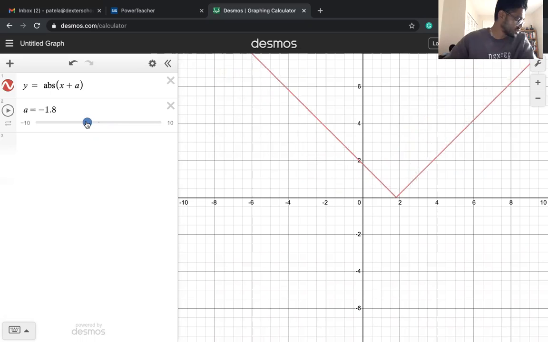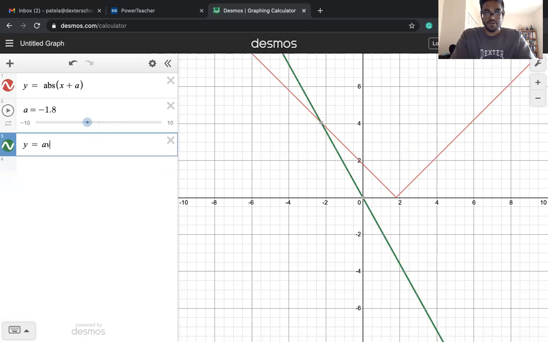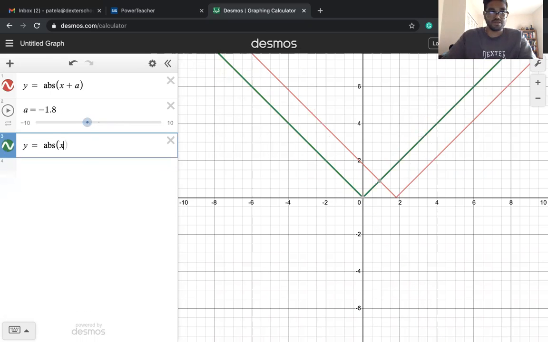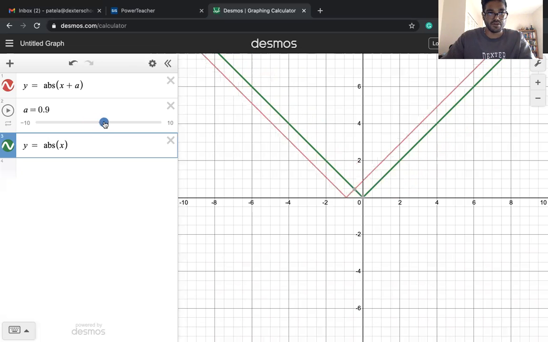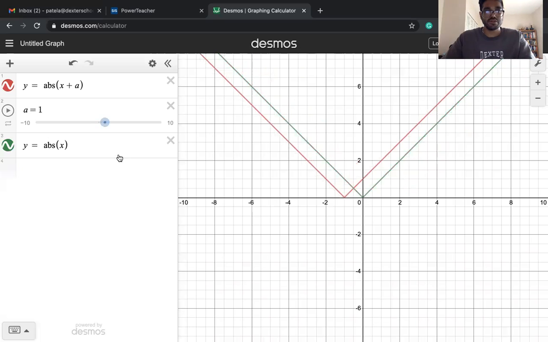And so in the function, let me add y equals. So the green one here is our parent function. And in the second problem, we have the absolute value of x plus 1. So maybe make this +1. And so you see here, the green one is our parent function. The red one is our new one. We see that we've taken the graph and just shifted everything over 1 unit.